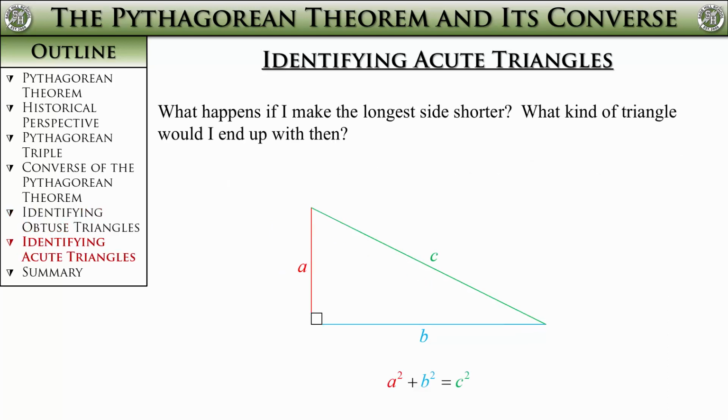But let's go the other direction. What if I make c a little smaller? What happens then? Now it transforms into an acute triangle. C is no longer the perfect size to make a right triangle. Now it is too short, so my formula changes too. In acute triangles, c squared is too small compared to a squared plus b squared.